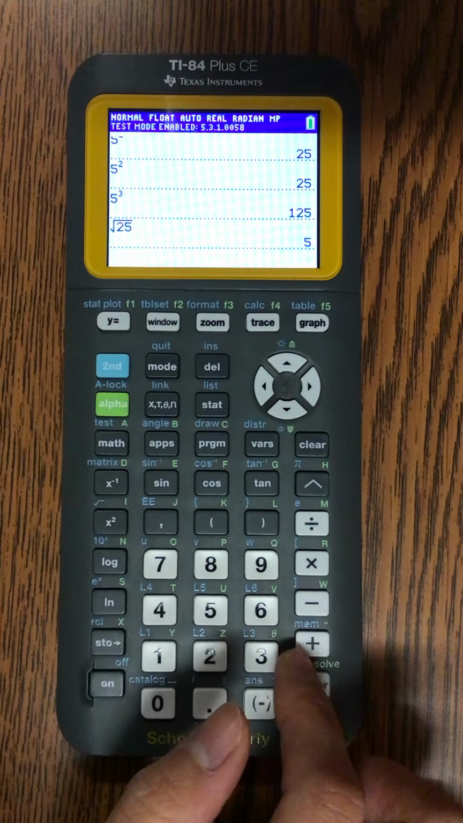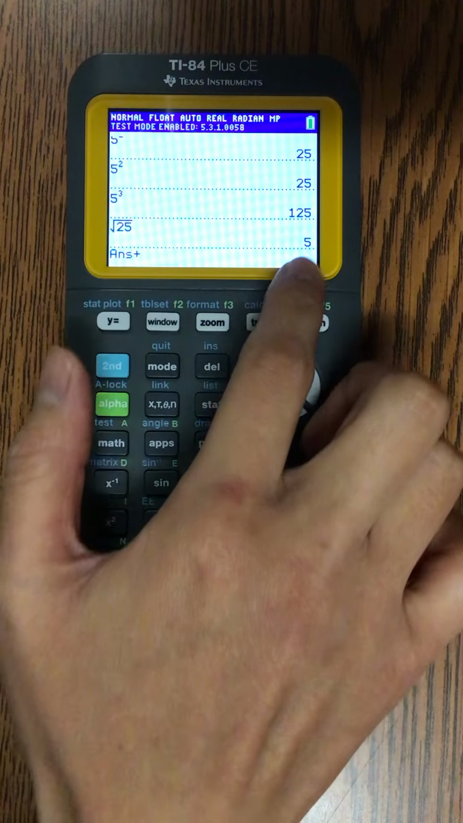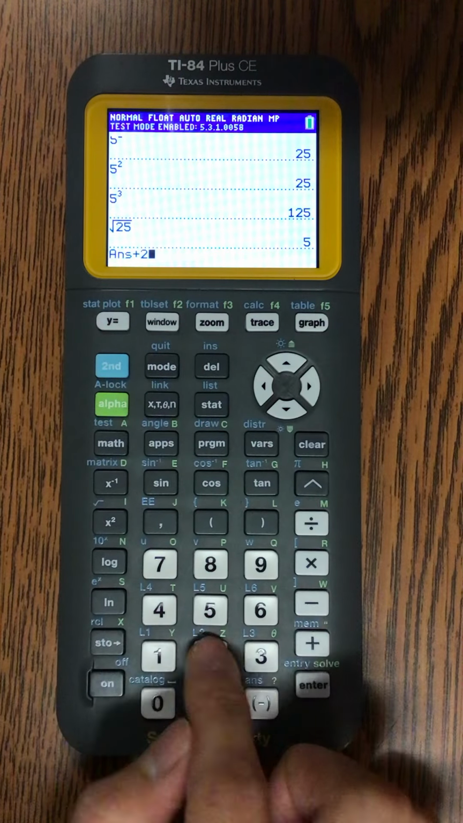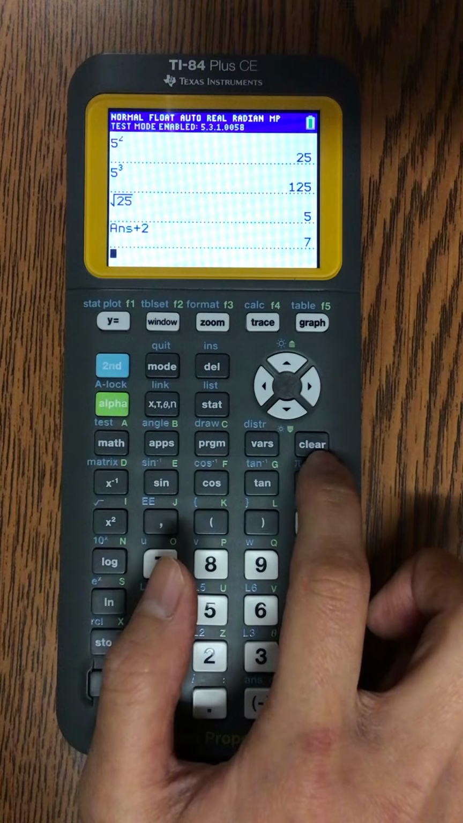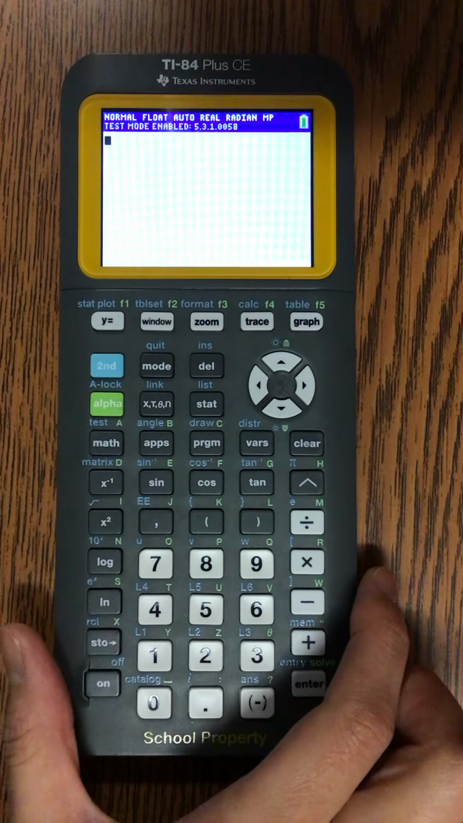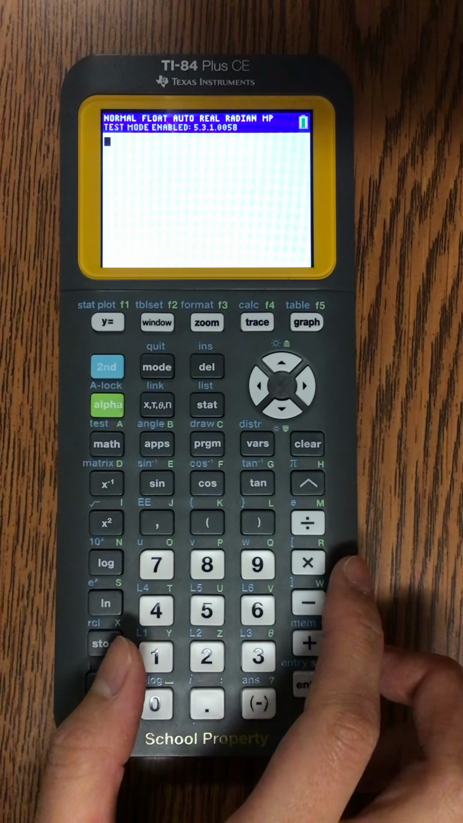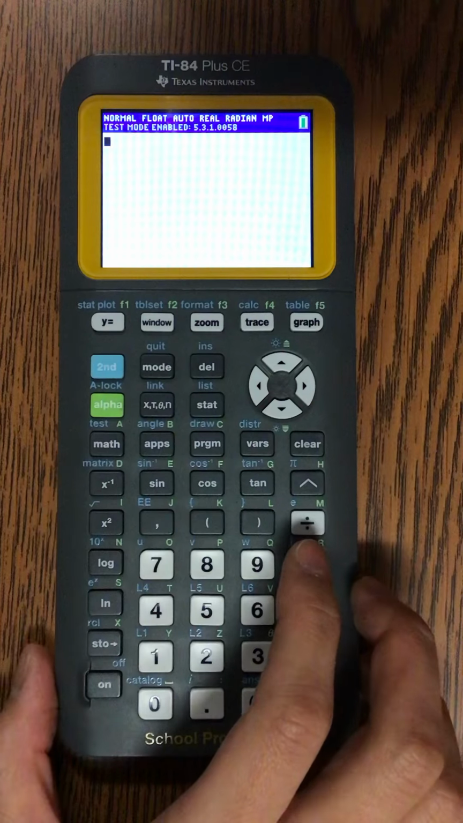If you press an operation after your answer, it will say Ans plus, which means you're using the previous answer that you got and adding, let's say, 2 to it, and that will give you 7. You can always clear your screen by pressing the clear button, and that will clear your whole screen and you cannot go back to the original operations that you did.